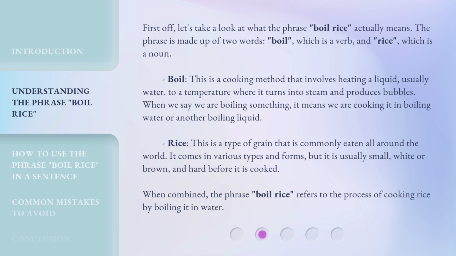Rice. This is a type of grain that is commonly eaten all around the world. It comes in various types and forms, but it is usually small, white or brown, and hard before it is cooked. When combined, the phrase, boil rice, refers to the process of cooking rice by boiling it in water.